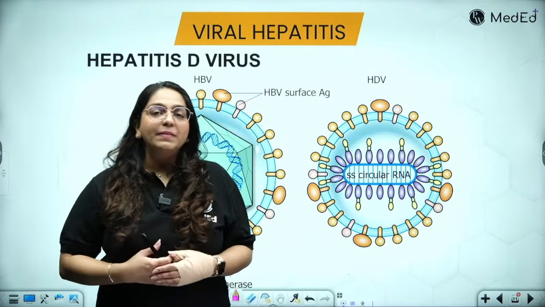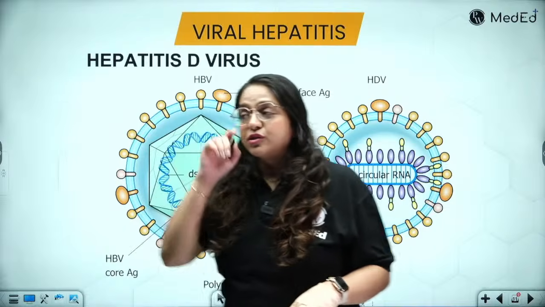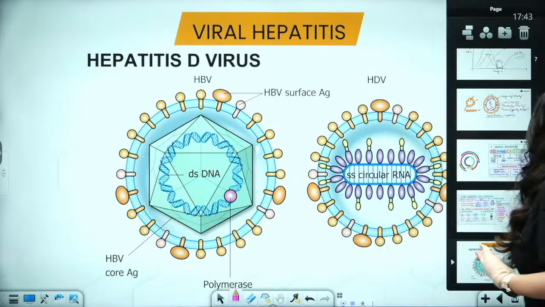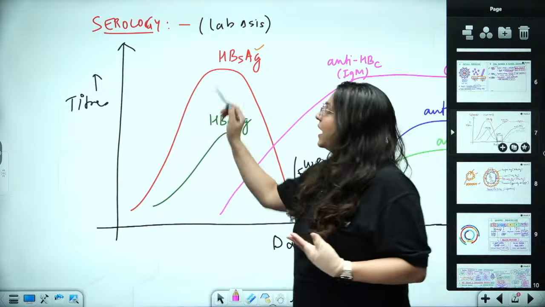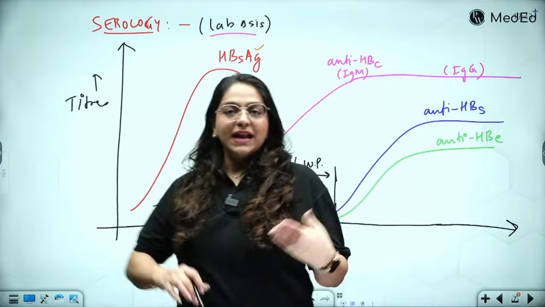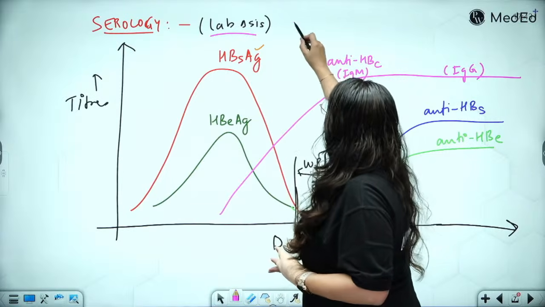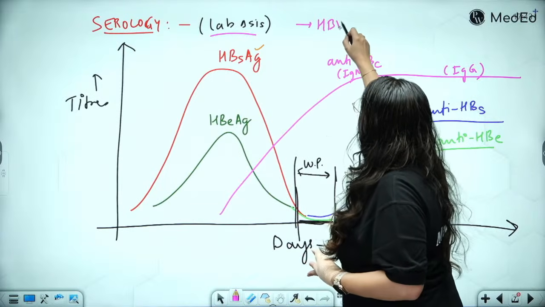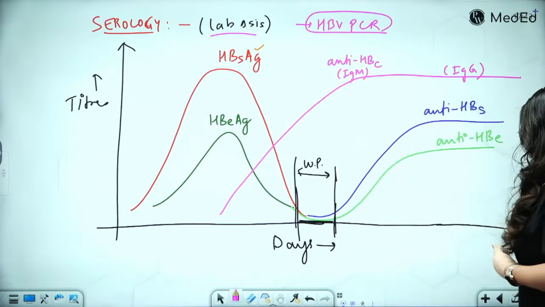What about lab diagnosis? See, it's quite simple now. What will you test in lab diagnosis? All of these antigens you will test in lab diagnosis. So in the lab diagnosis, even if you simply draw this diagram, it is enough. Along with this, of course, you can also do the hepatitis B virus PCR, wherein you can detect the DNA of the virus. Done and done.